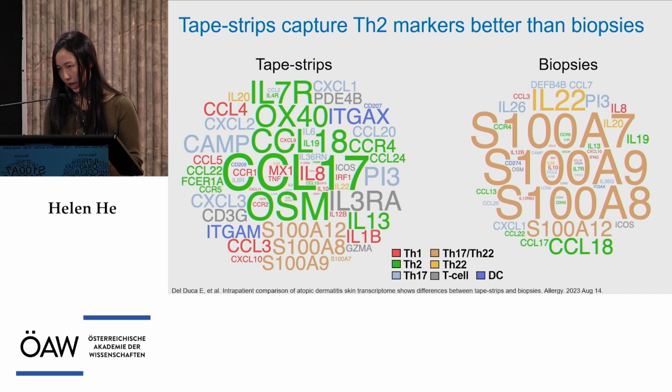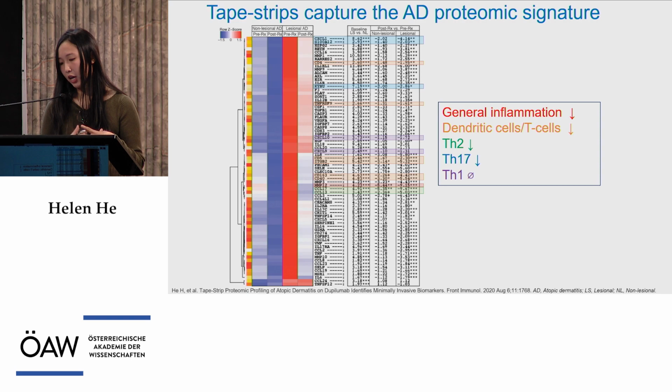And then this is just to show that tape strips are useful for capturing not only the transcriptomic signature, but we're talking about multiomics, so they can capture the proteomic signature as well. Here, this is a study in which we took tape strips before and after dupilumab therapy for 16 weeks. And we found that after dupilumab therapy, tape strips capture decreased expression of proteins related to general inflammation, dendritic cells and T cells, Th2, Th17, but not Th1, which is in line with what we saw in biopsies. So this is just to show tape strips are useful for capturing a proteomic signature, and tape strips are also useful for measuring markers of therapeutic response.